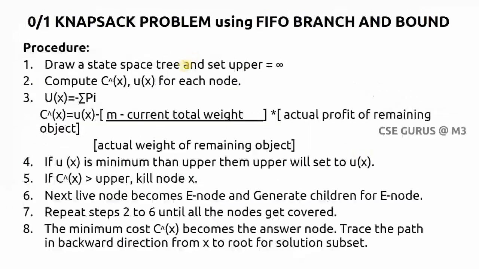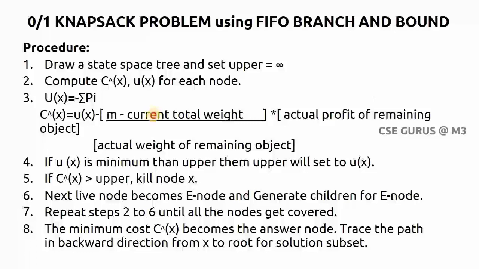Now we will solve this 0/1 knapsack problem by using FIFO branch and bound. So what is this FIFO branch and bound? You can see my previous lecture, that is LC branch and bound, where you can find what branch and bound is. FIFO means first in first out. We will see what this first in first out concept is and what procedure we follow, and we will solve the knapsack problem.